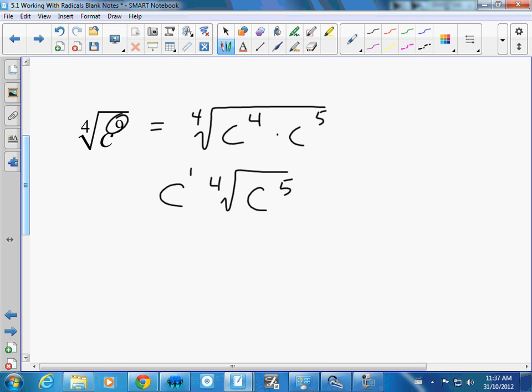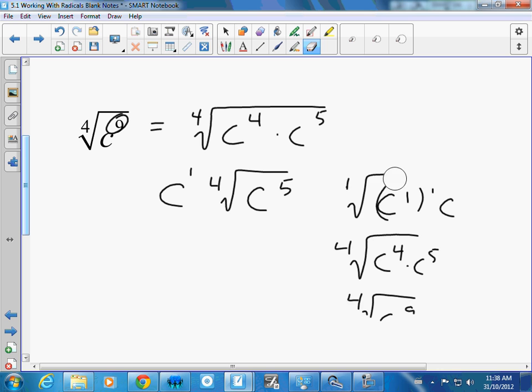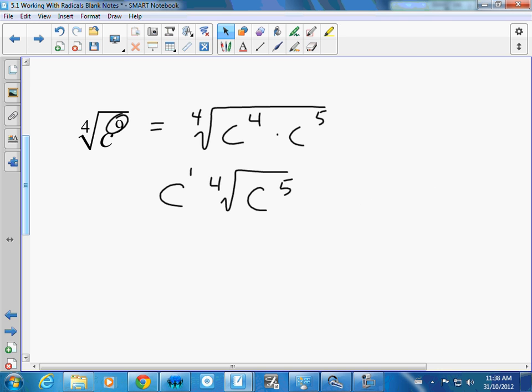Because we went backwards, right? We'll do Keaton's way, we go backwards. It would be fourth root. We take c1 and raise it to the power of 4, c4, times c5. So we end up with the fourth root of c to the 9. Do we end up back the way we came? Yeah, perfect. So that one would work. Is it the best one to take?